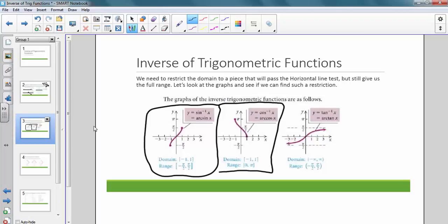For tangent, the domain is -infinity to +infinity. So keep in mind this range does not include negative pi over 2, and it does not include pi over 2. So if you're ever asked to find the tan inverse of either one of those values, they don't exist because we don't include those radian measures.